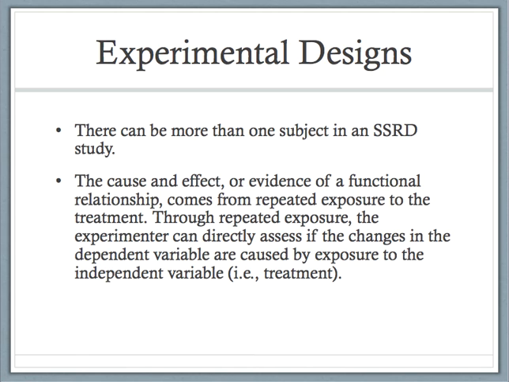The cause and effect, or evidence of a functional relationship, comes from the repeated exposure to the treatment. Through the repeated exposure, the experimenter can directly assess if the changes in the dependent variable are in fact caused by exposure to the independent variable or the treatment. You will hear me refer to the intervention as the treatment or the treatment as the intervention. You'll hear me use those terms interchangeably, but I'm referring to the treatment, the independent variable.